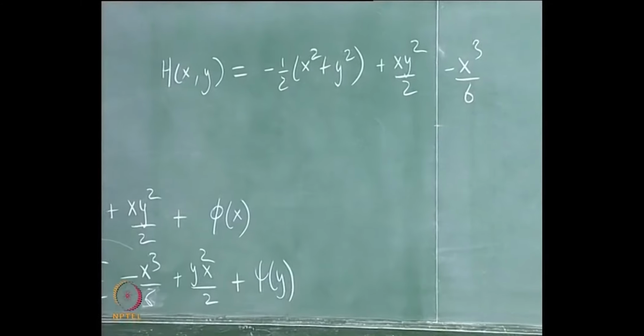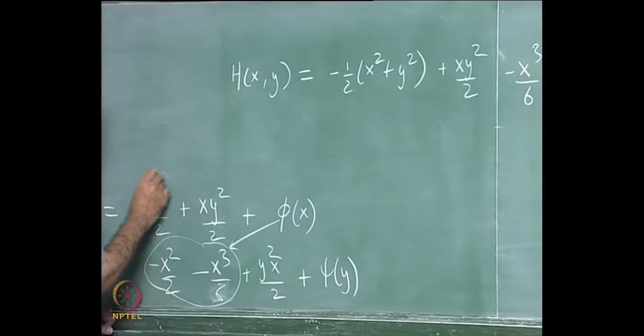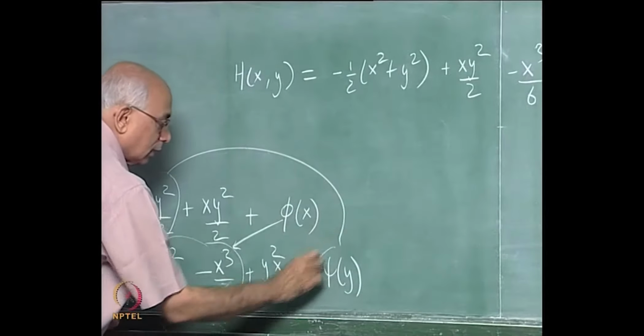So it is evident that this part of it could be phi of x, and this part of it which depends on y alone is psi of y.